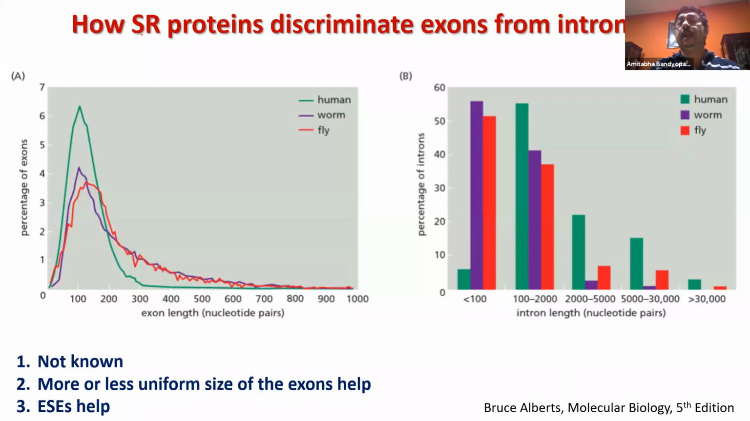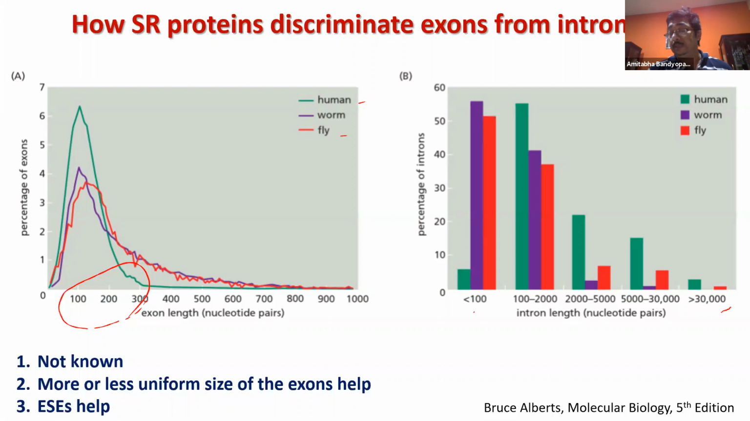Now, how do the snRNPs discriminate exons from introns? Of course, there are those ESEs, but that does not answer everything, and a whole lot is left for speculation. But one thing is very interesting: whether it is the flies or the worms or the humans, the majority of the exons are in the range of 100 to 300 nucleotides, while the introns can vary anywhere between 100 base pairs to up to 30 kb. Okay, the human genes tend to have much longer introns than the fly genes or worm genes, but the bottom line is that the intron length is highly variable, while the exon lengths are quite consistent.